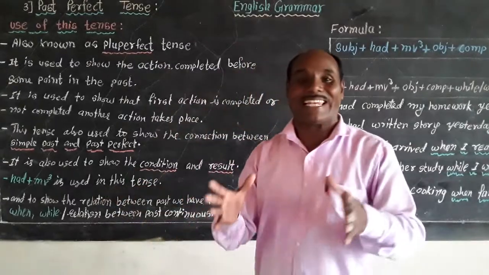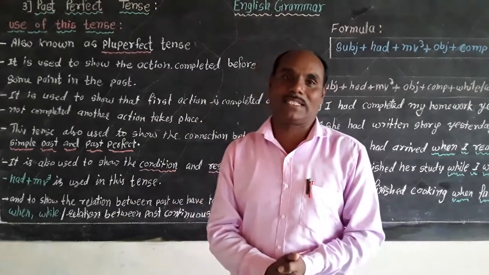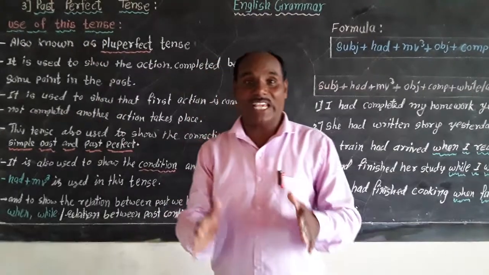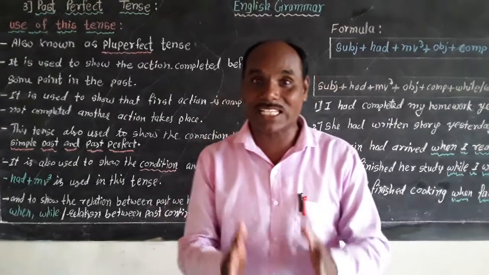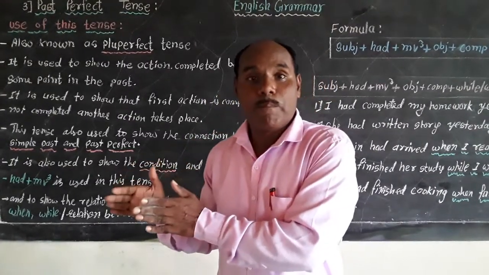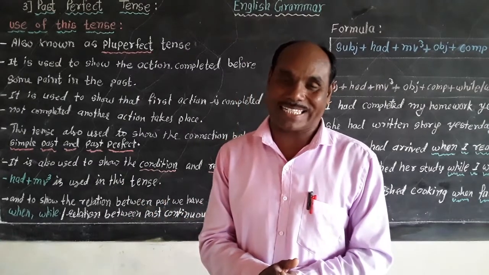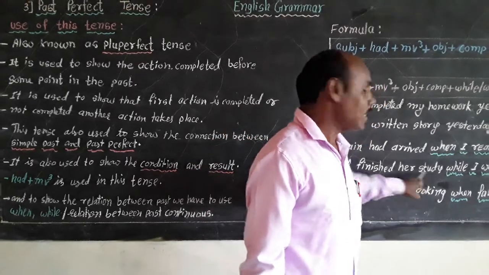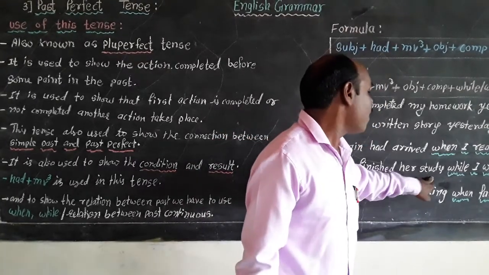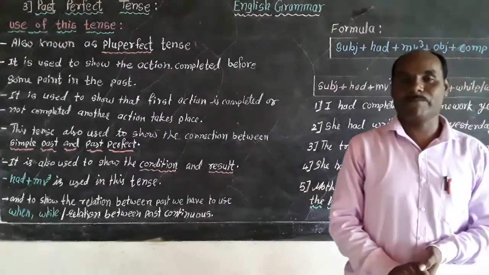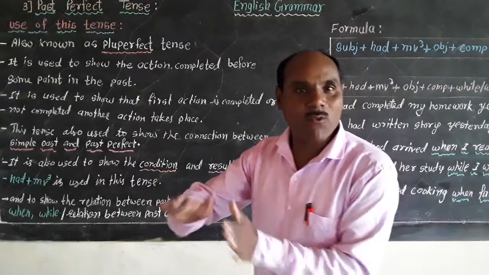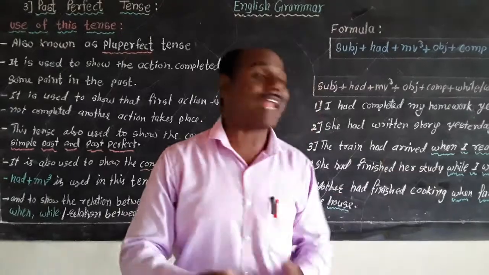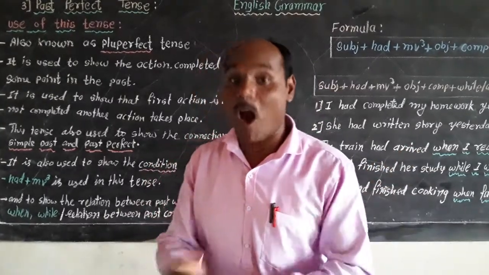It also shows the relation between the past continuous tense and the past perfect tense. Here you can see, she had finished her study while I was studying. Her action was already completed in the past, but my action was going on at the moment she was speaking or I was speaking.